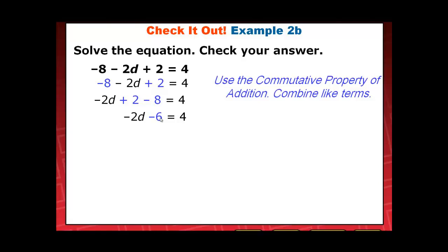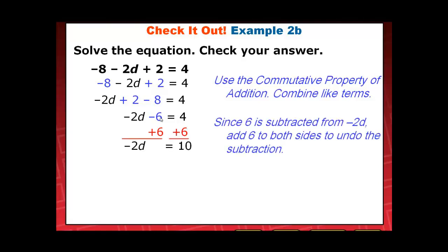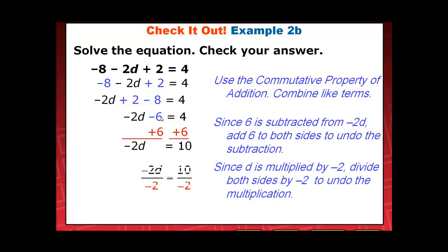Here I have negative 6, so I will add 6 to both sides. Negative 2d will equal 10. Then what is the relation between negative 2 and d? The relation is multiplication. So what we will do, we will divide by negative 2 in both sides. Negative 2d divided by negative 2 is d, and 10 divided by negative 2 is negative 5.